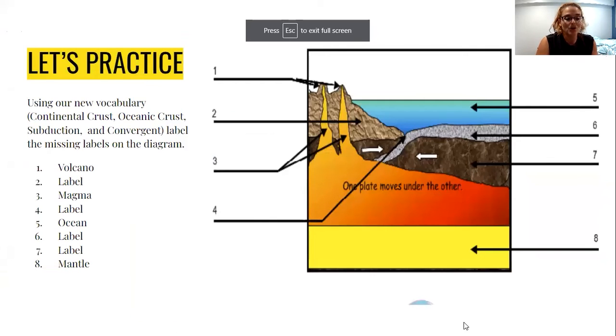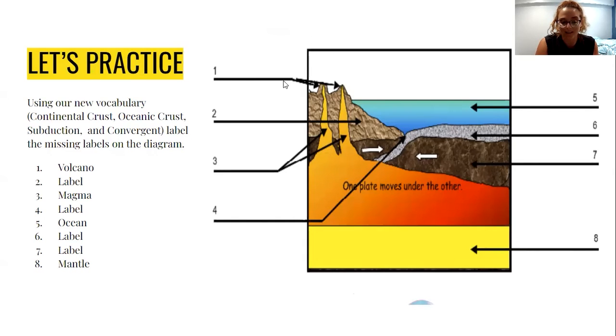All right, so using our new vocabulary in the chat, I want you to fill in the blanks for the numbers that do not have the blanks filled in just yet. And we're only going to use our new vocabulary words from today. So continental crust, oceanic crust, subduction, and convergent. We only have 4 terms that we're going to use today. I've already labeled for you.